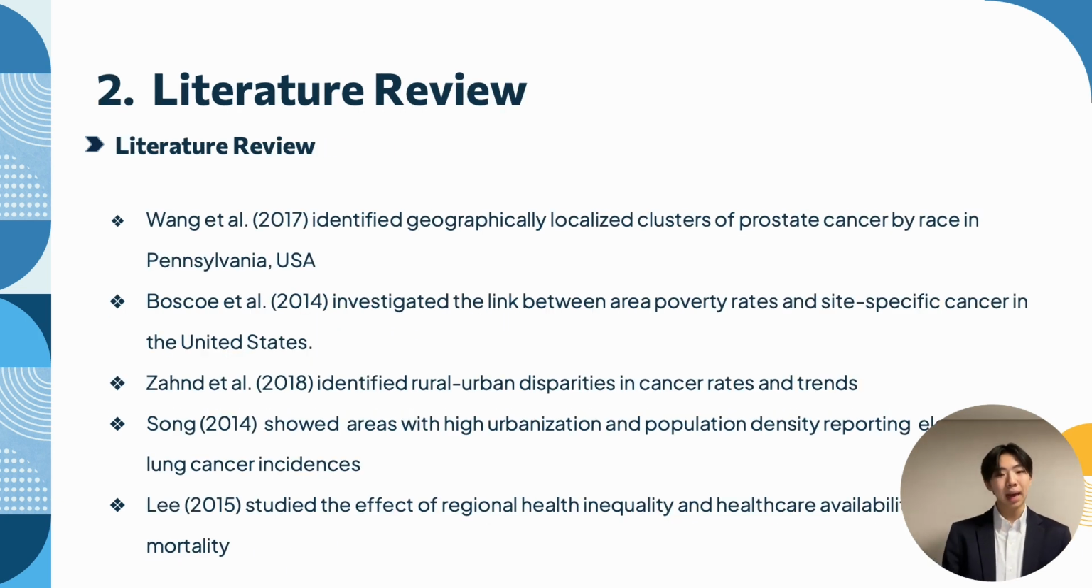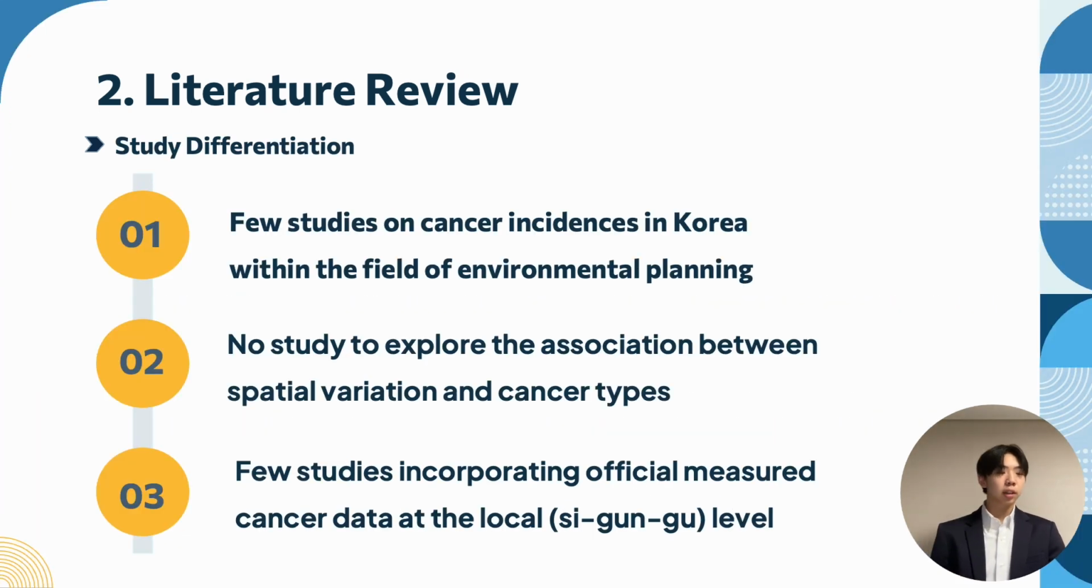Now, there were numerous studies in the past that did analyze this environmental factor relationship with cancer incidences. For example, in 2018, there was a study that identified rural-urban disparities and their relationship to cancer types and cancer rates. In 2014, there was a study that focused on high urbanization and population density's effect on lung cancer incidences. But the commonality between all of these previous studies is that first, there were very few studies on cancer incidences in Korea within the field of environmental planning. Second, there were no studies at all to explore the association between spatial variation and cancer types. Thirdly, there were very few studies incorporating official measured cancer data at the local level. In South Korea, it's at the Si-gun-gu level.